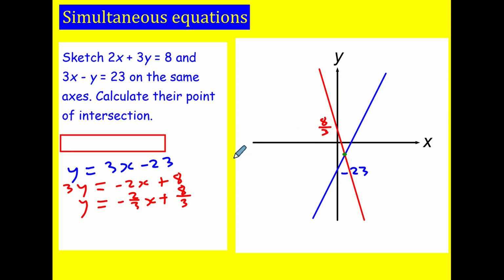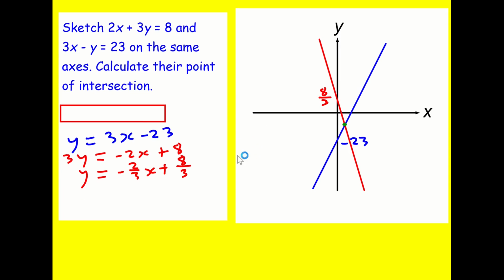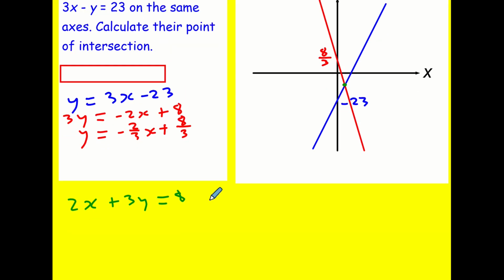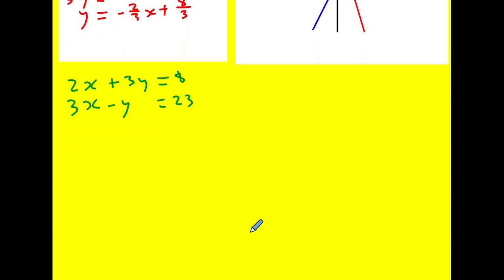And how do we solve them? Well, there's two ways, and so I'm going to talk about both of them. I'm going to rewrite these equations. 2x plus 3y equals 8, and 3x minus y equals 23. Okay, method 1 is called elimination.